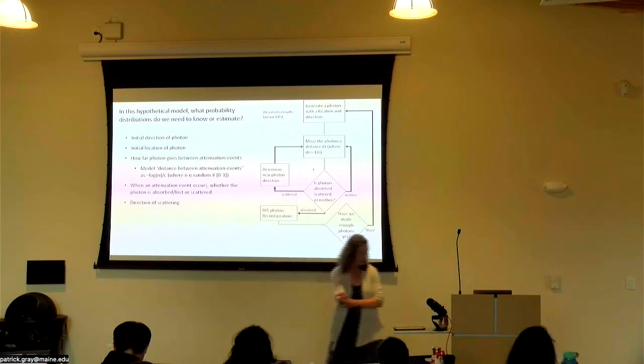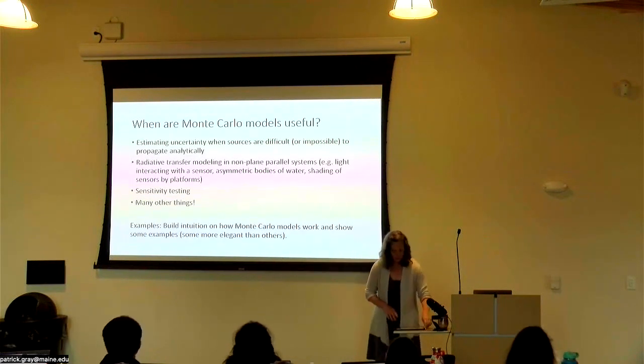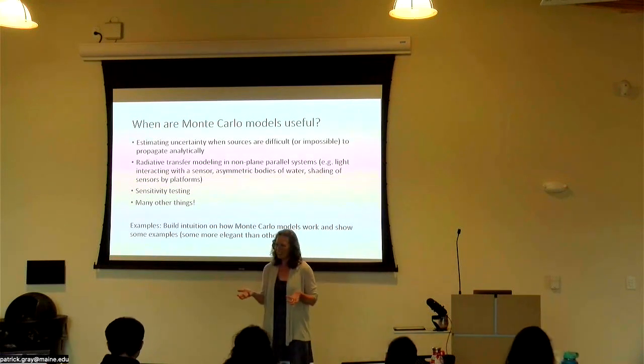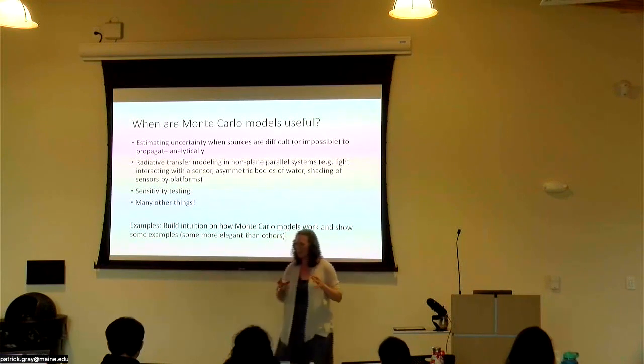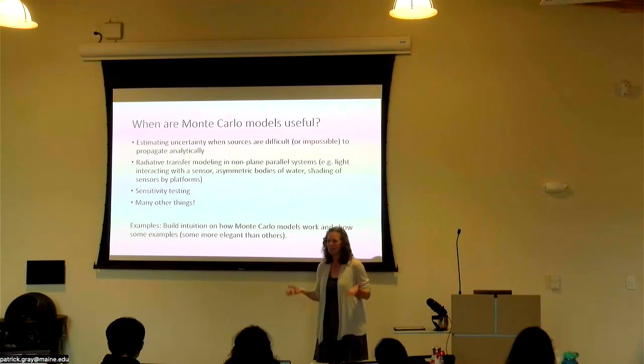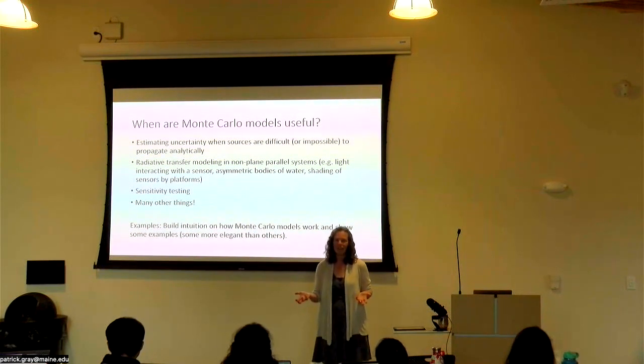Very, very simple case. We wouldn't necessarily really need to use Monte Carlo modeling in a simple plane parallel case, known IOPs, no radiance distribution, right? But what if you don't have a plane parallel system? What if you're trying to model, as I'll show you later, photons in a beaker of water?